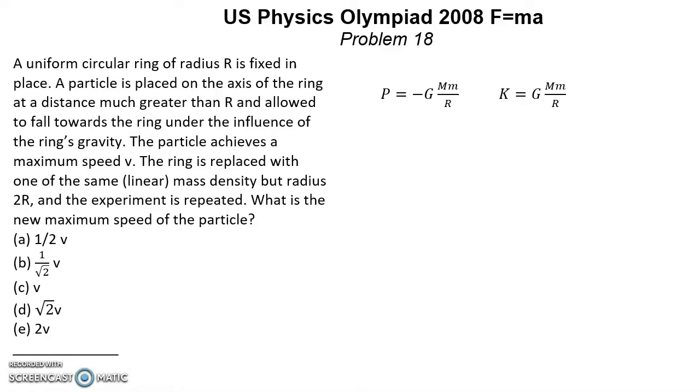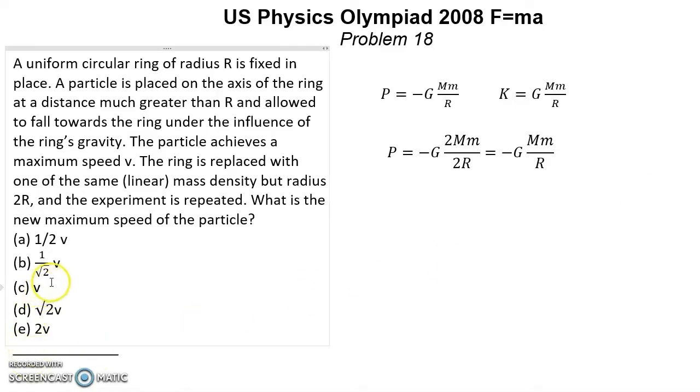Now let's see what happens if we have a double ring with the same linear density and repeat this experiment. If we double the radius at the same linear density, the total mass of the ring will double, but the distance from the center of the ring will double too. So the expression for potential energy will be like this. We double mass, we double radius, they cancel each other, and the potential energy will be the same. It means that the particle will get the same kinetic energy, which means that the maximum speed will be the same. So the correct answer is C.